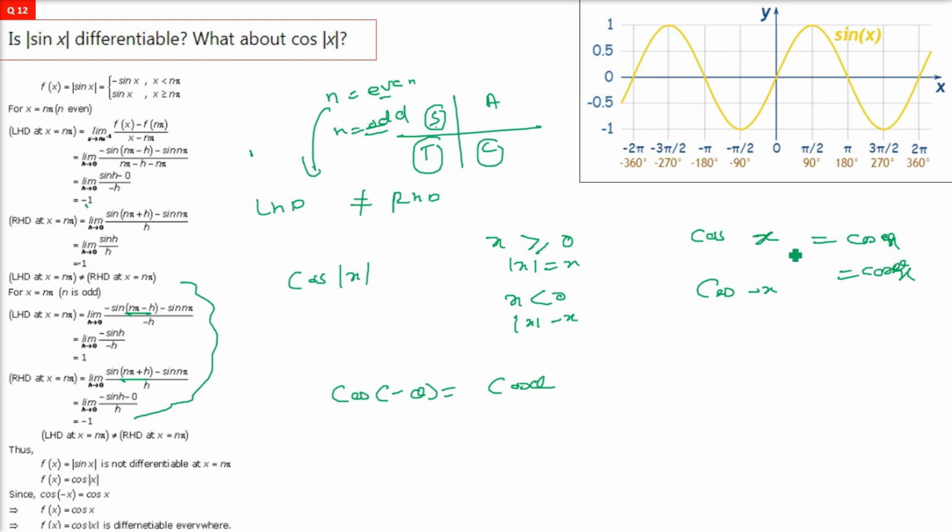So whenever we do this, it will always be cos theta. So cos theta is differentiable everywhere, because cos minus theta is cos theta, whereas sine minus theta is minus sine theta. If it were sine mod x, then we would have to talk about sine at length. But cos mod x is simply cos everywhere. Negative, positive doesn't matter.